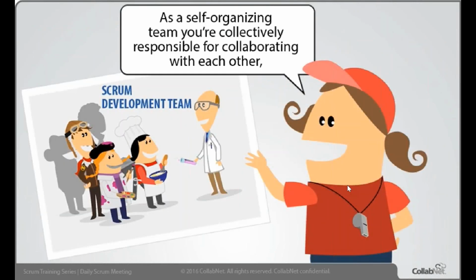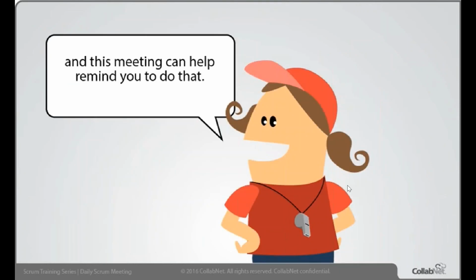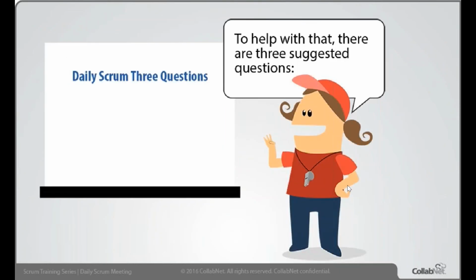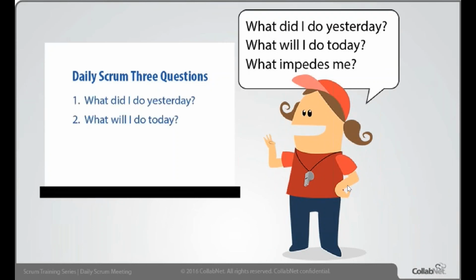As a self-organizing team, you're collectively responsible for collaborating with each other, and this meeting can help remind you to do that. To help with that, there are 3 suggested questions. What did I do yesterday? What will I do today? What impedes me? I'll start.